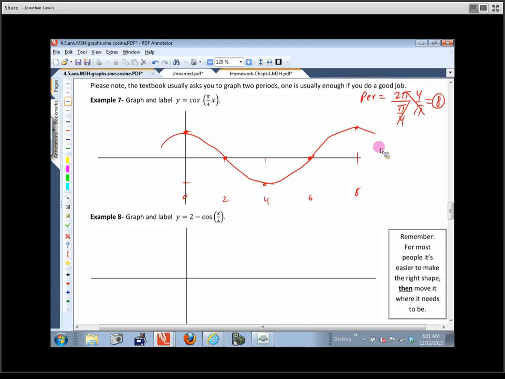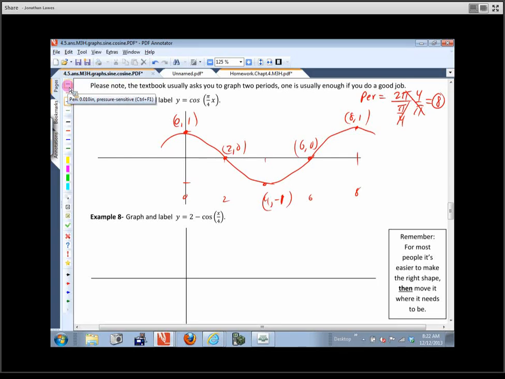That's what it looks like. And could we label those 5 key points? This is even easier, isn't it? This is 0, 1. This is 8, 1. This is 4, -1. This is 2, 0. And this is 6, 0. Right? Any questions?